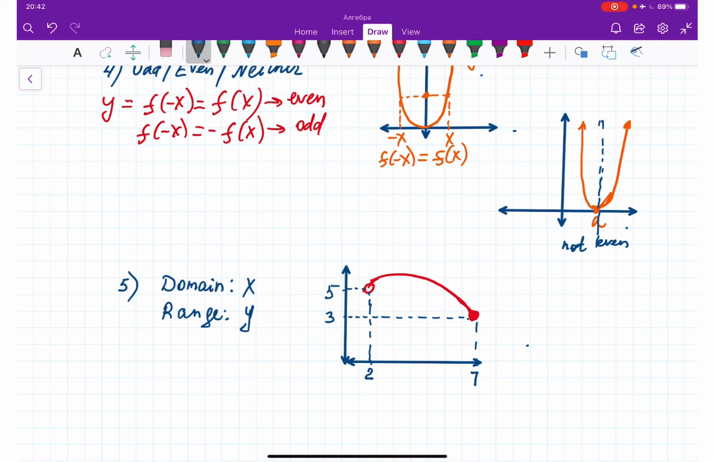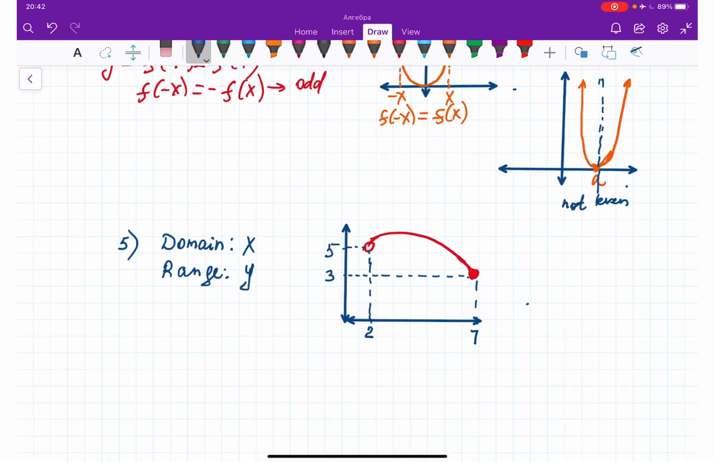Okay. So domain is represented by the values of x that lie on this graph. Let's see what values of x. Where is the beginning? Where is the end? The graph begins at the point where x is equal to 2, and ends at x equal to 7. So for the domain, it's going to be represented.